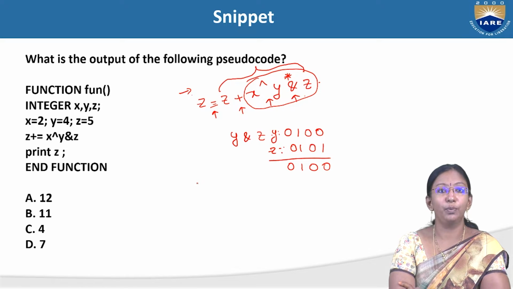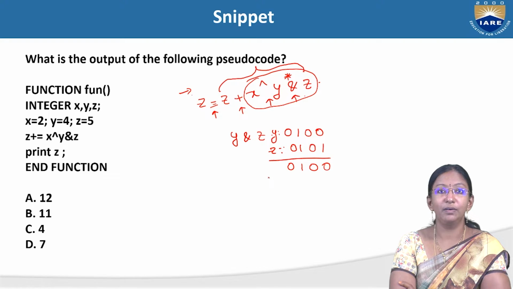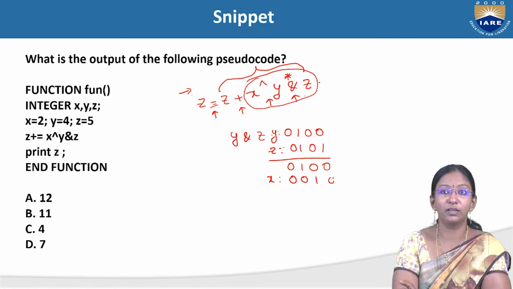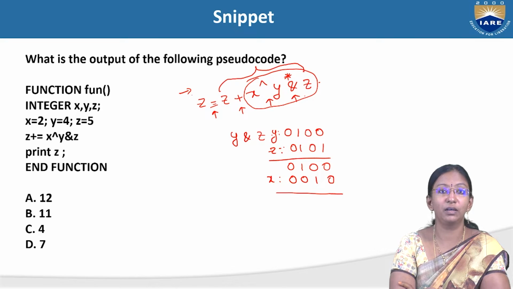Once bitwise and is over, go for exclusive or. What is the value of x, which is 2, right? So the bit value of it is 0, 0, 1, 0. Coming to the XOR, bitwise XOR results true if the given two bits are different in nature. Say the first bit is 1, the other should be 0. If the first is 0, the second should be 1.